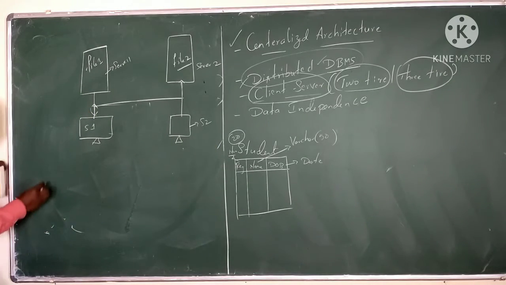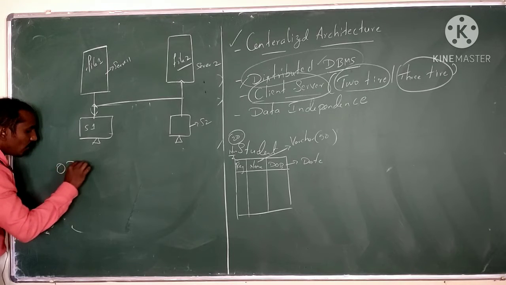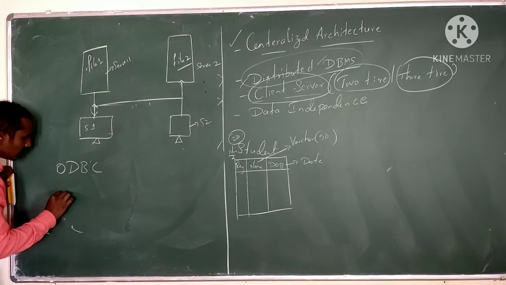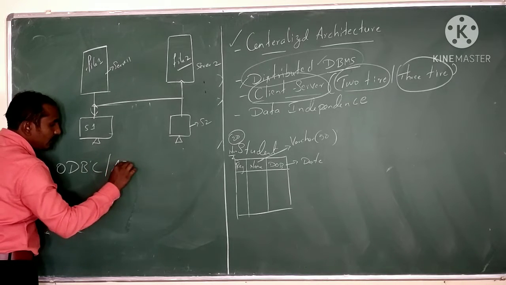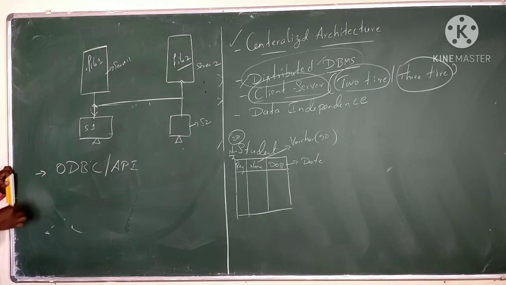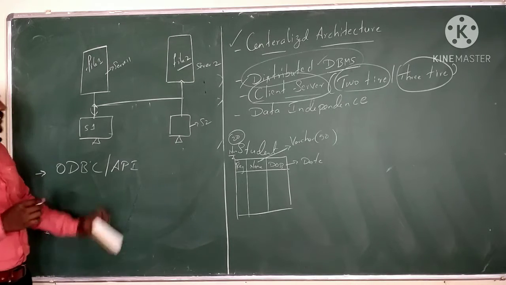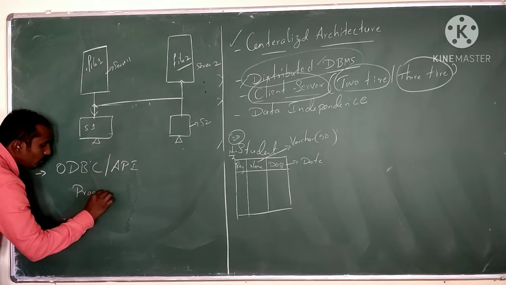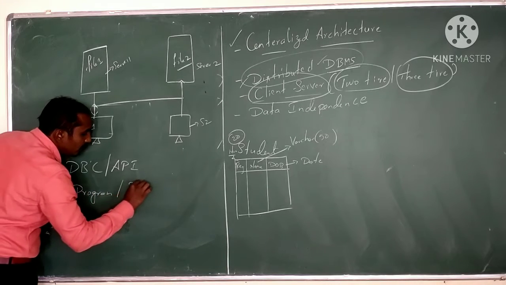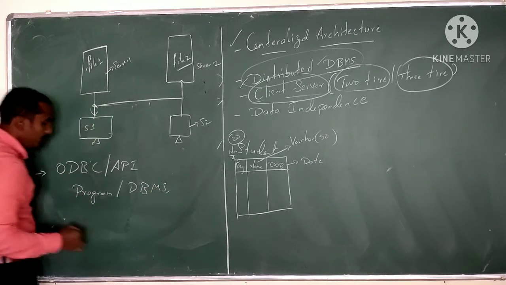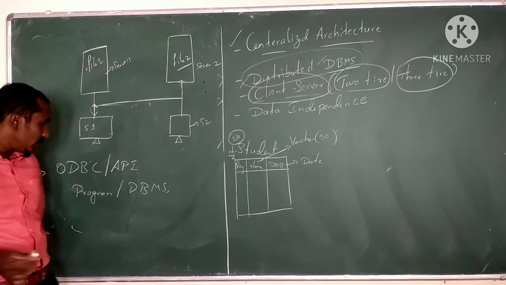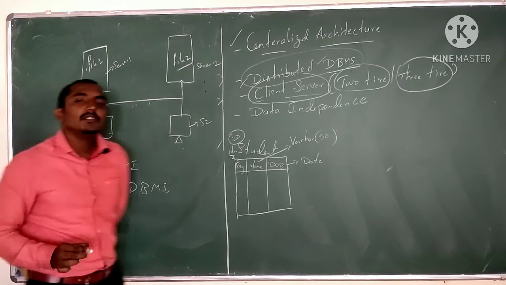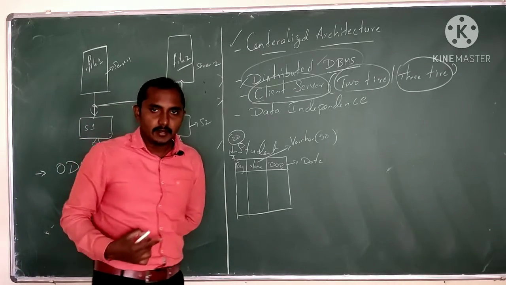So in client server architecture we also have the concept called ODBC, as well as something called API. I'll just discuss what that is. So what is ODBC and what is API? Before that, I'll just discuss a program as well as DBMS. Okay, a program. Consider you are writing a C program, and that program needs some information or data.